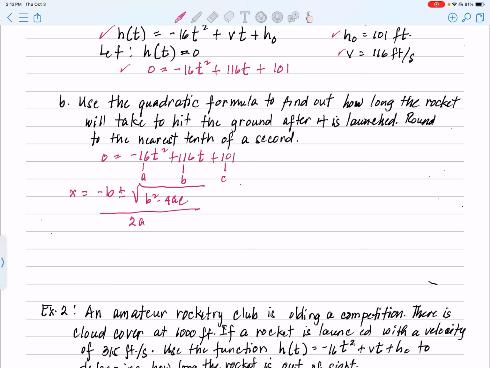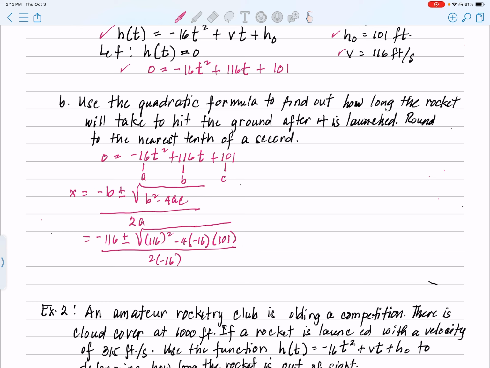Okay, so we have b is 116, and this is negative b plus and minus the square root of 116 squared minus 4 times a, which is negative 16, and c is 101. Overall, you divide by 2 times a, which is negative 16.